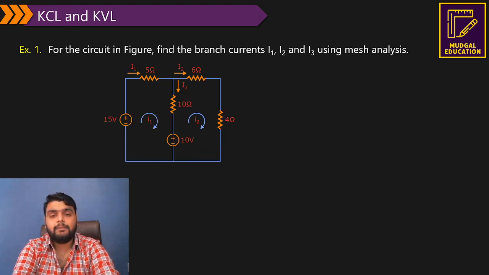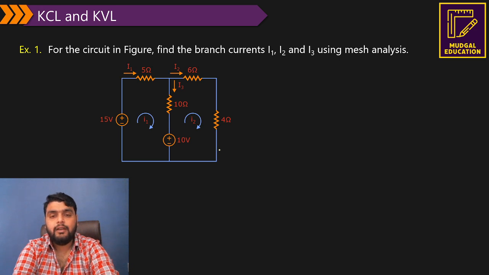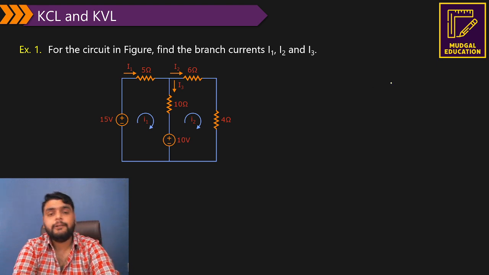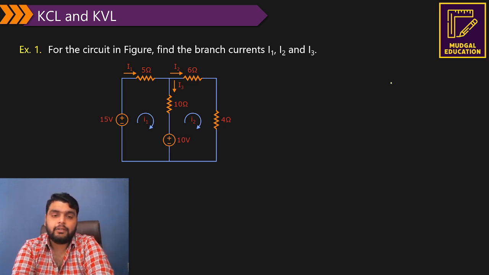Okay. Now let's suppose this question. The question is to find the branch currents I1, I2, I3. Don't worry about mesh analysis here. We are not discussing mesh analysis right now. Let me just delete it. We have to find the currents I1, I2 and I3 here. Simple, this is the question.